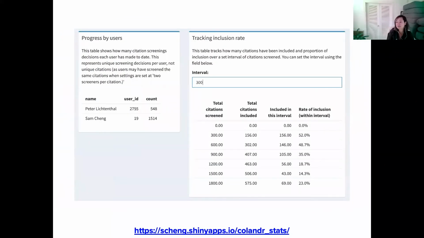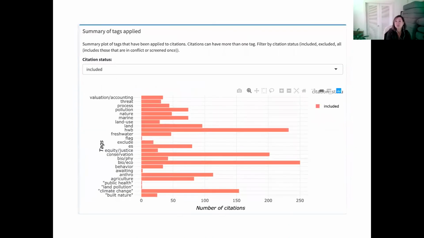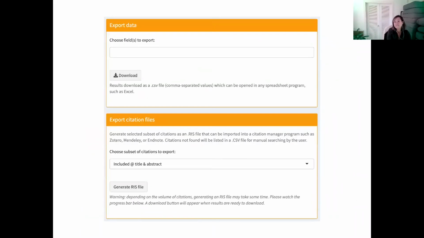And this app also allows for some review management tasks where you can track users across your review. You can calculate your inclusion rate over different intervals of citations screened. And you can also look at the tags that you've applied to citations. So some users were interested in pre-tagging their citations before they got to data extraction, just to start to do some preliminary categorization. And then lastly, there are some export features on the companion that allows you to export bespoke data sets, as well as formatted citation files that are more detailed than what you can export from the main platform.